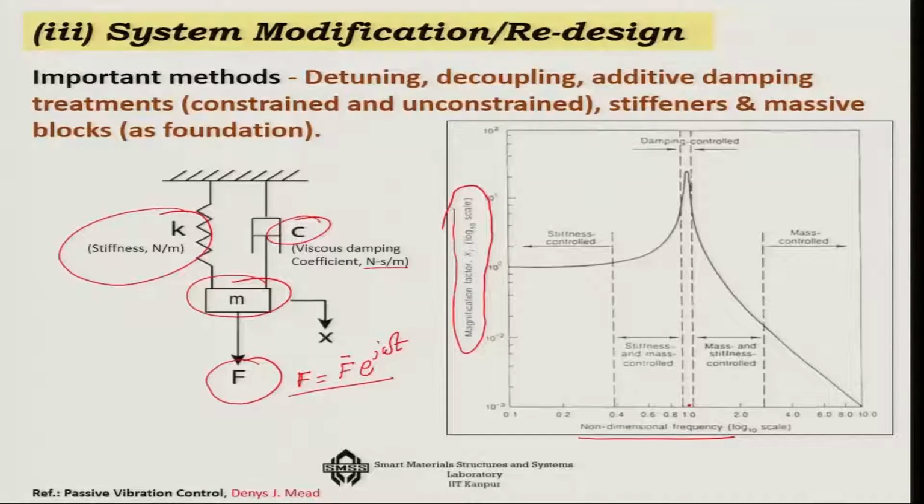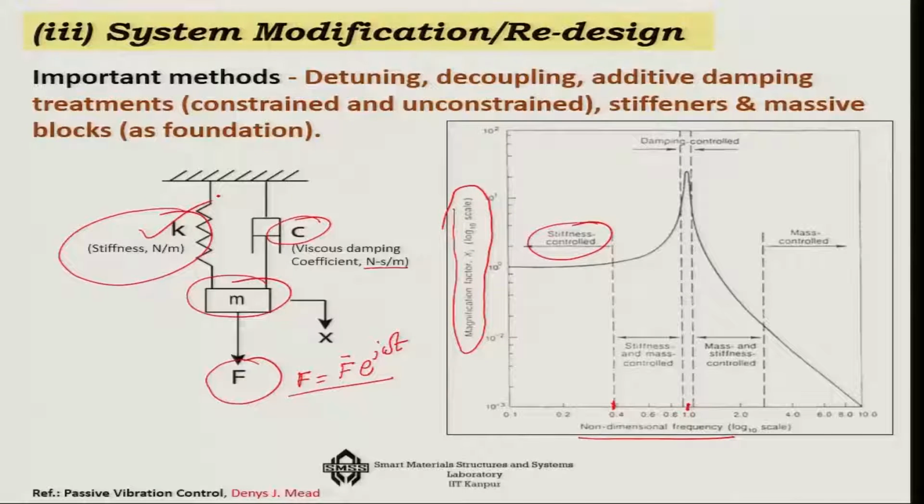So, at the peak frequency the non-dimensional frequency is unity. Up to about 0.4 you would see that the response of the system, or so to say the magnification factor, is purely controlled by the stiffness factor. We have to keep this point in our mind. Later on I will derive this, but right now let us keep this point in mind.